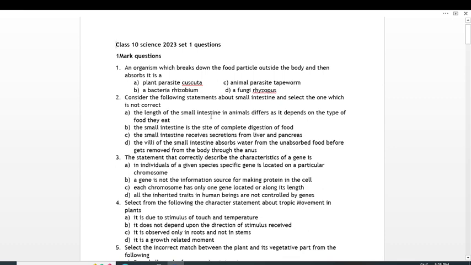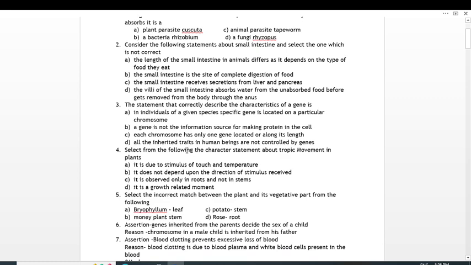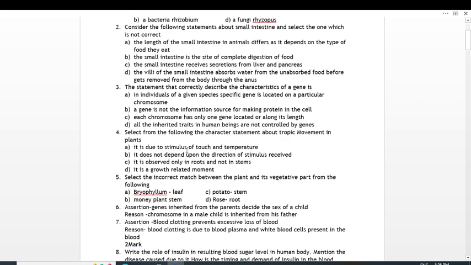Next one, consider the following statement about small intestine and select the one which is not correct. So be very careful while reading the question. It is mentioned here not correct. So here the answer will come, the villi of small intestine absorb water from the unabsorbed food. So actually who is absorbing water? Large intestine, not the small intestine.